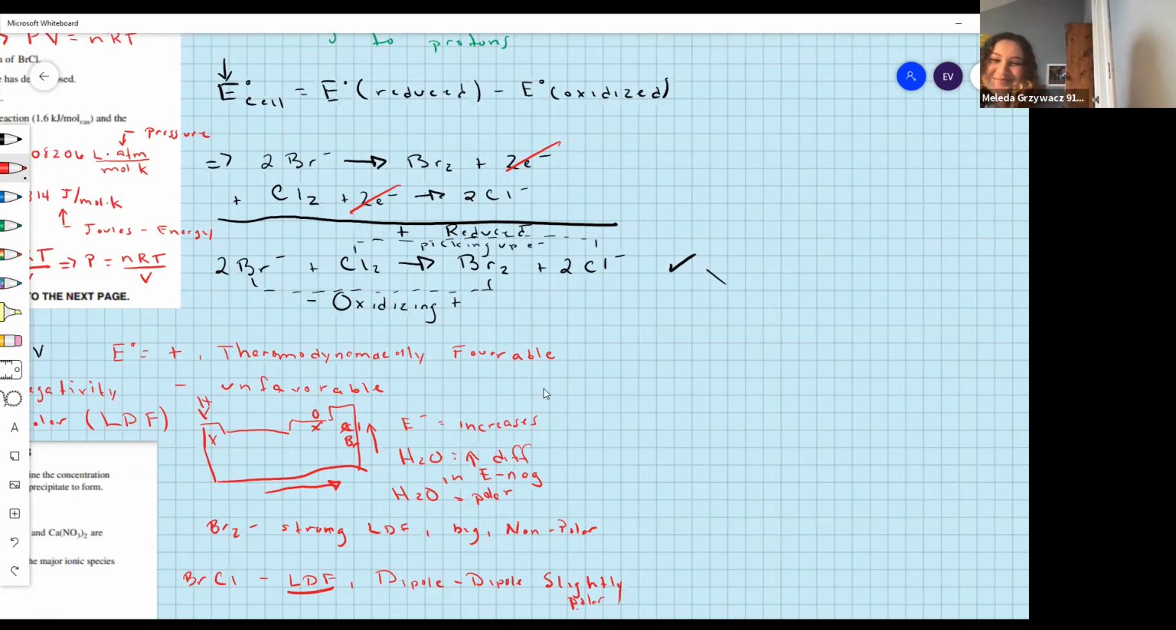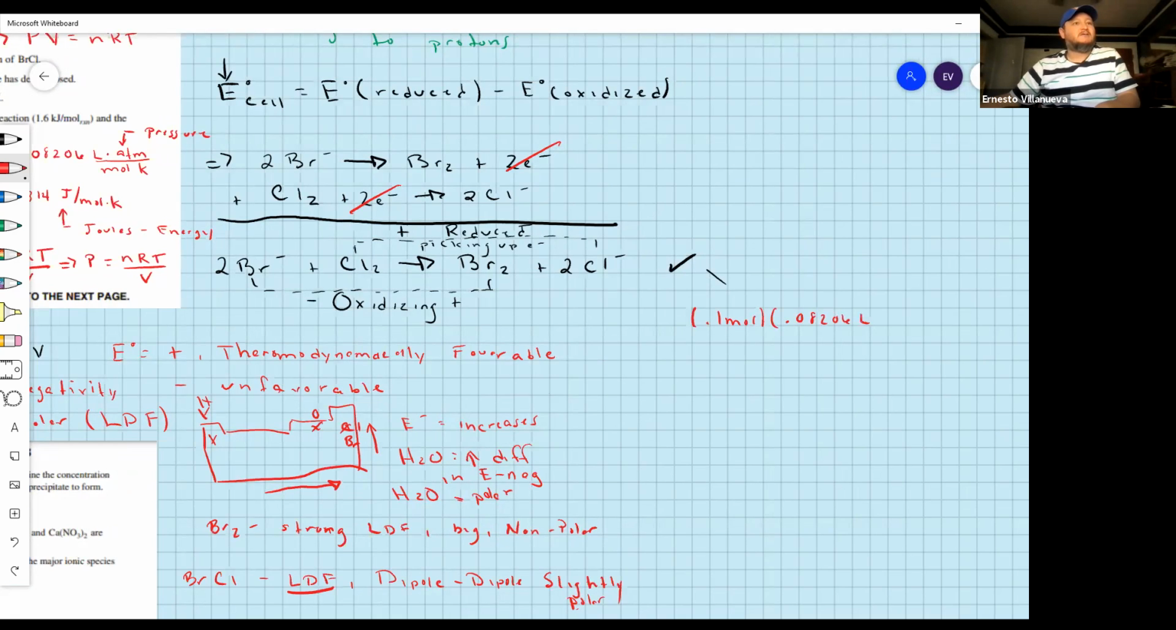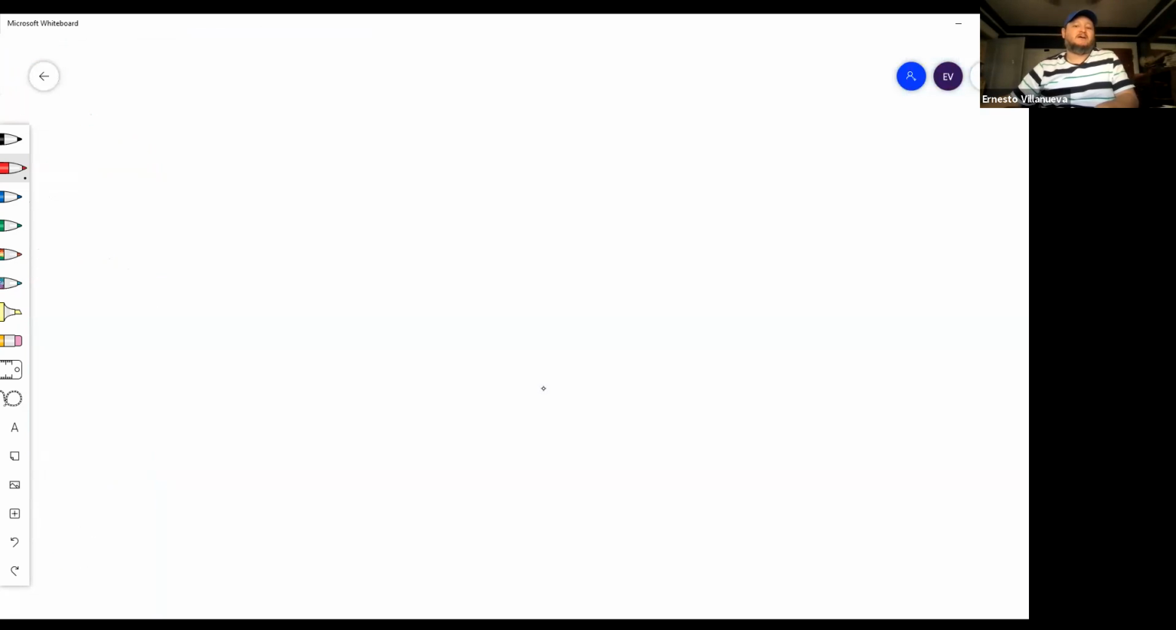So when you have 0.1 moles, 0.1 moles times the gas constant, which is 0.08206 liters atmospheres over moles Kelvin, right? Then you multiply that by the temperature, which was 298 K, and you divide all that by the volume, which is 2.00 liters. Right? What happens?